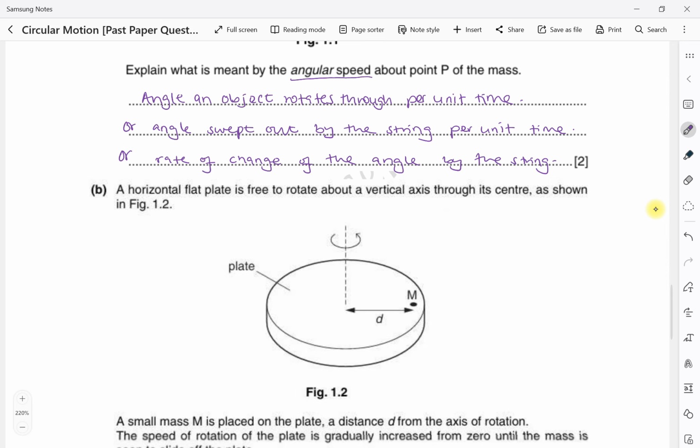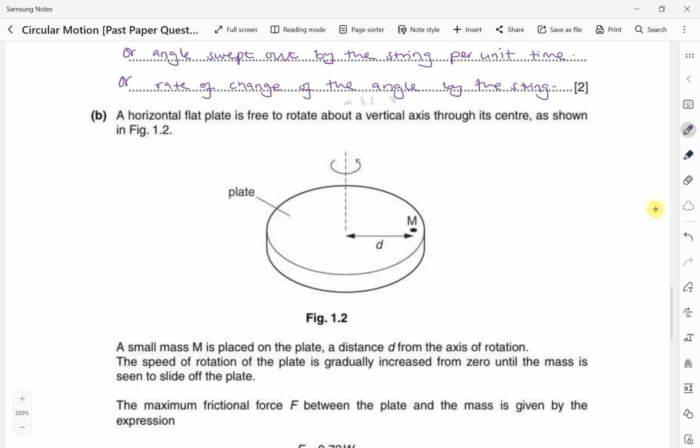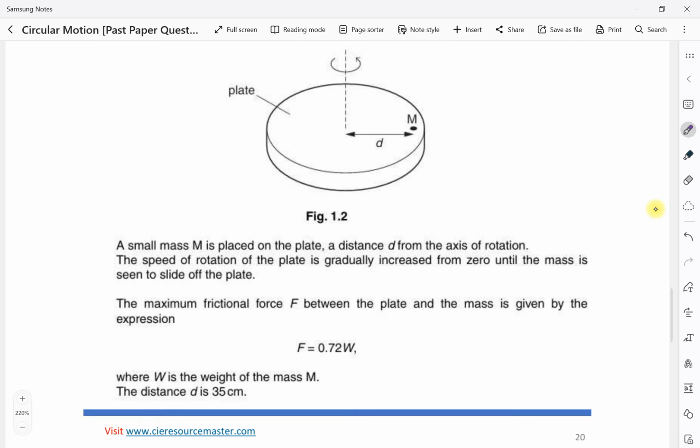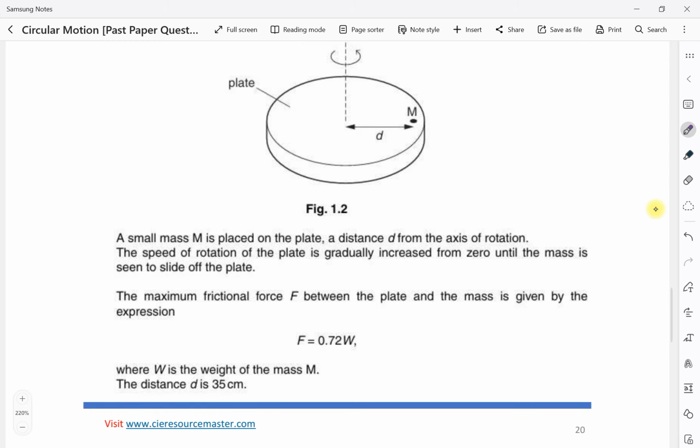So the rate of change of the angle by the string, that is the angular speed. A horizontal flat plate is free to rotate about a vertical axis through its center as shown in the figure here. A small mass m is placed on the plate a distance d from the axis of rotation. The speed of rotation of the plate is gradually increased from 0 until the mass is seen to slide off the plate. The maximum frictional force F between the plate and the mass is given by that expression. If we exceed the maximum, then the frictional force can no longer provide centripetal force.